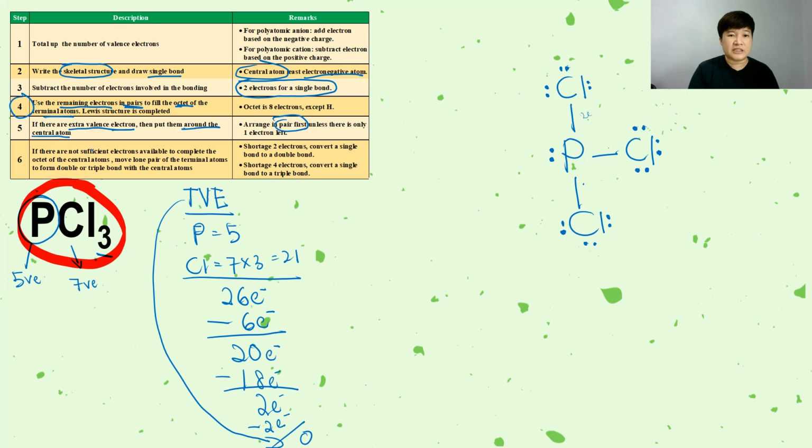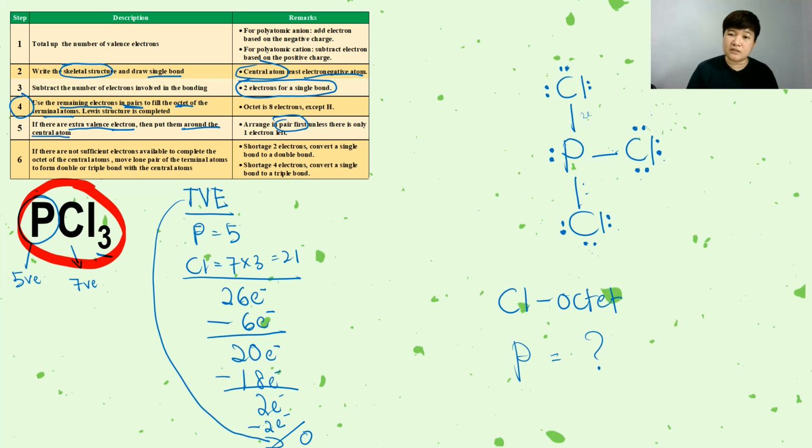Next, we need to check whether it's octet or not. And we can see over here all your chlorine is octet. 2, 4, 6, 8. And same thing over the chlorine top, there is also octet. And your phosphorus, is your phosphorus octet?